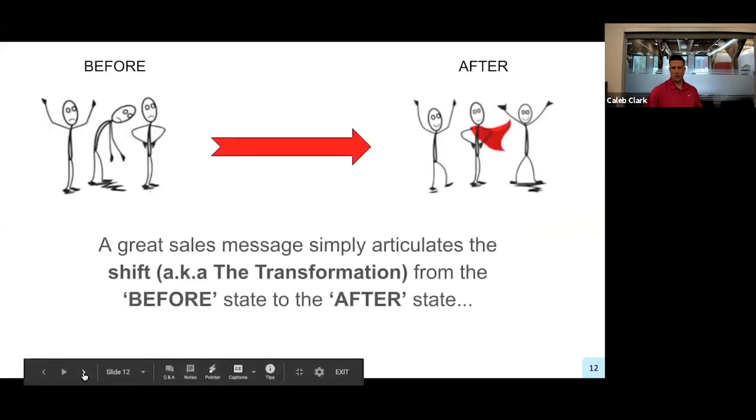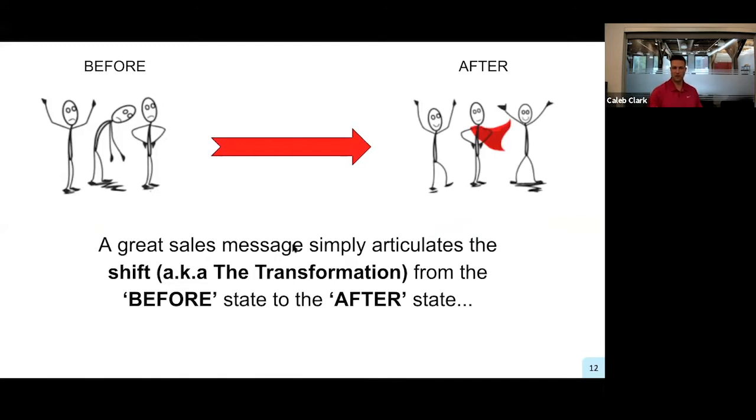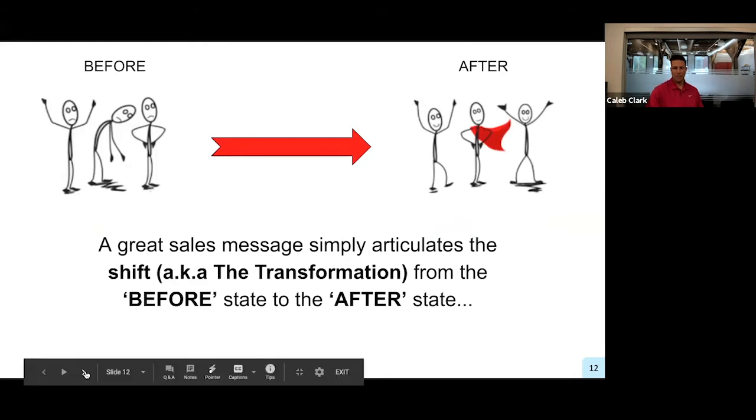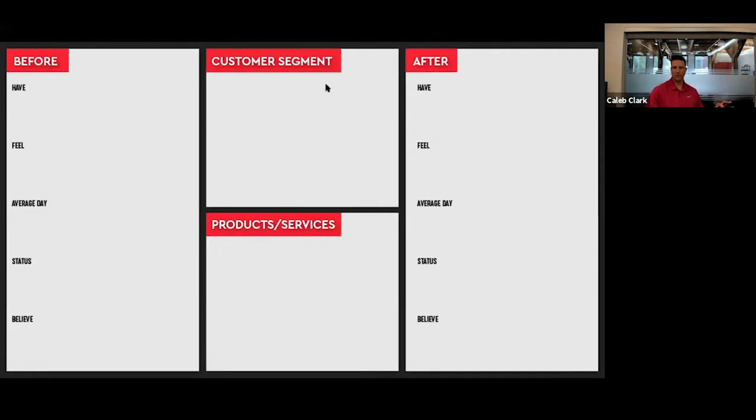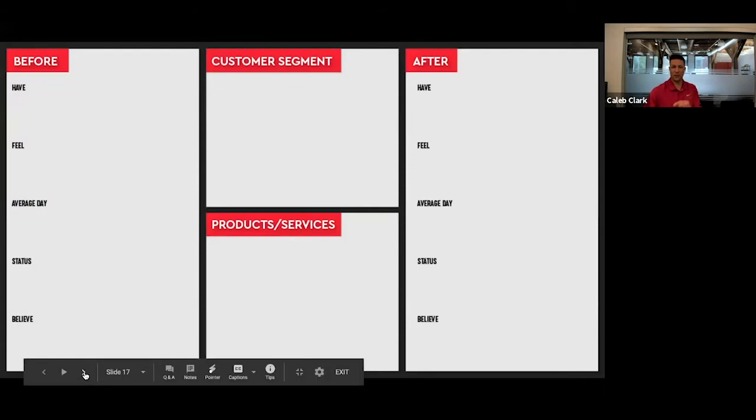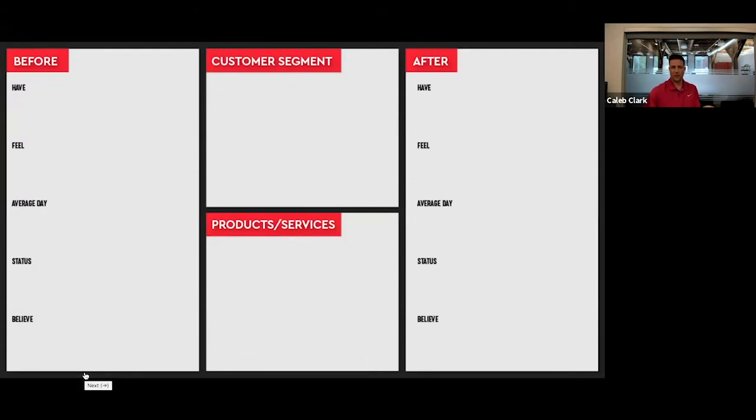So communicated in another way, a great sales message simply articulates this shift or the transformation, right? From non-ideal before to ideal after. So we leverage a tool called the before and after grid, as I mentioned, which is broken down by 4 key points. Number 1 is customer segment, where we identify exactly who you're going after. And obviously most businesses have 3 or 4 or 5 multiple customer segments, each one of them uniquely different from each other. And we need to understand those differences in order to build an effective marketing program.